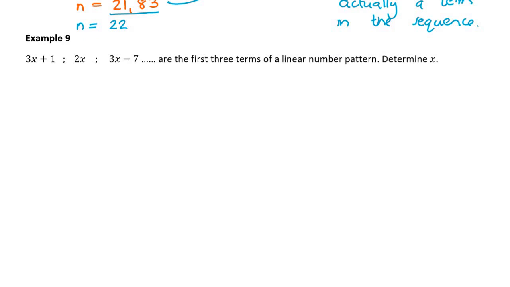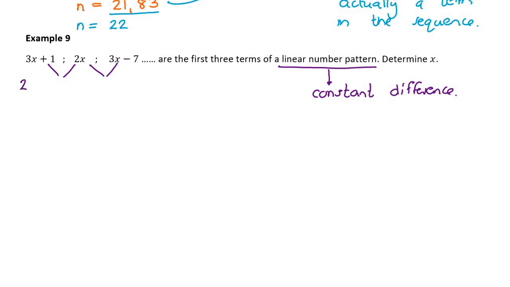Right, let's look at our last example for linear patterns. This question says 3x plus 1, 2x, and 3x minus 7 are the first three terms of a linear number pattern. Determine x. Now, the moment you see linear or arithmetic, alarm bells need to go off, and you need to say to yourself, I know about them because they have a constant difference. All linear or arithmetic patterns have a constant difference. Now, I can't work out my constant difference here to be an exact number because I don't know what x is. But can I find an expression for my constant difference?